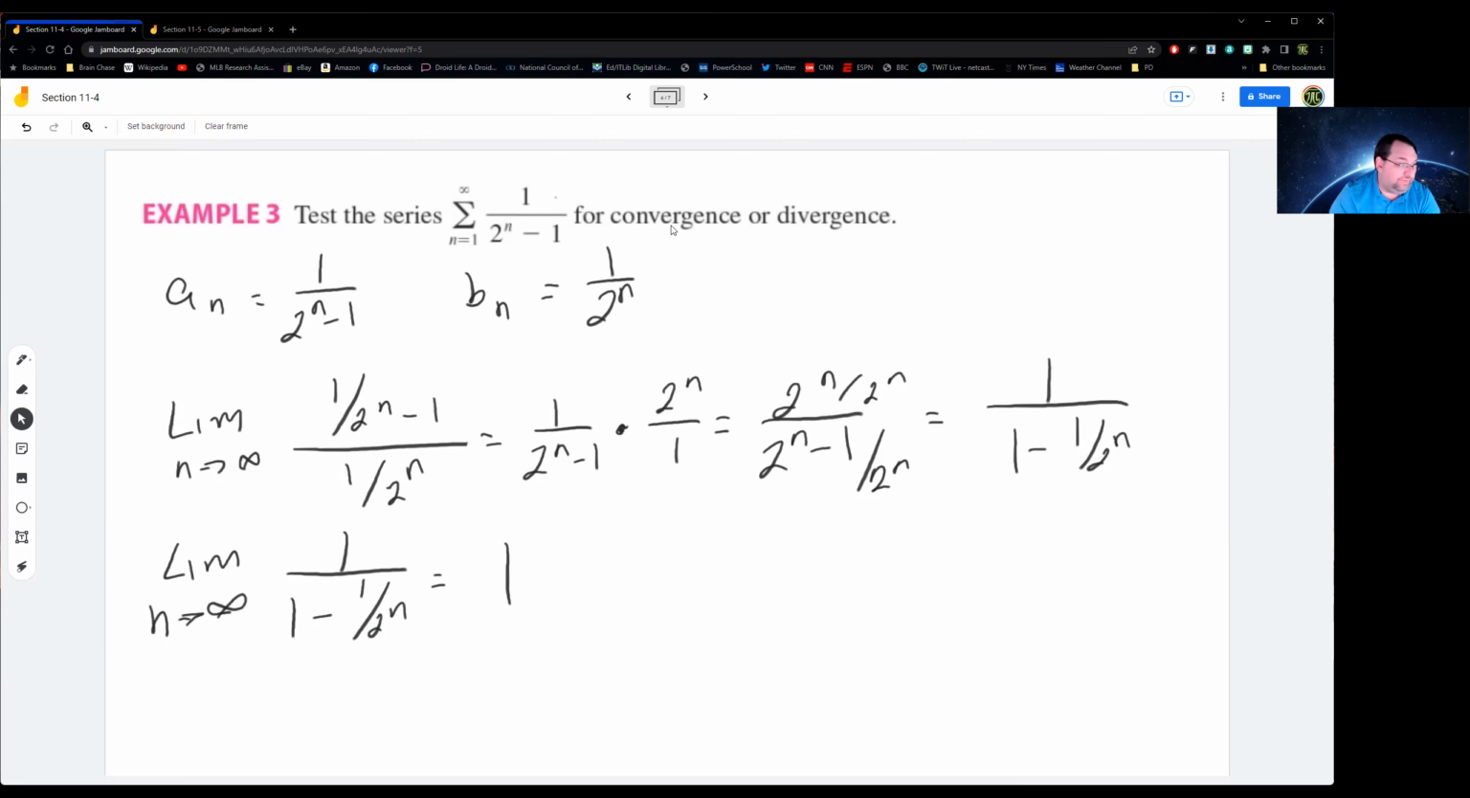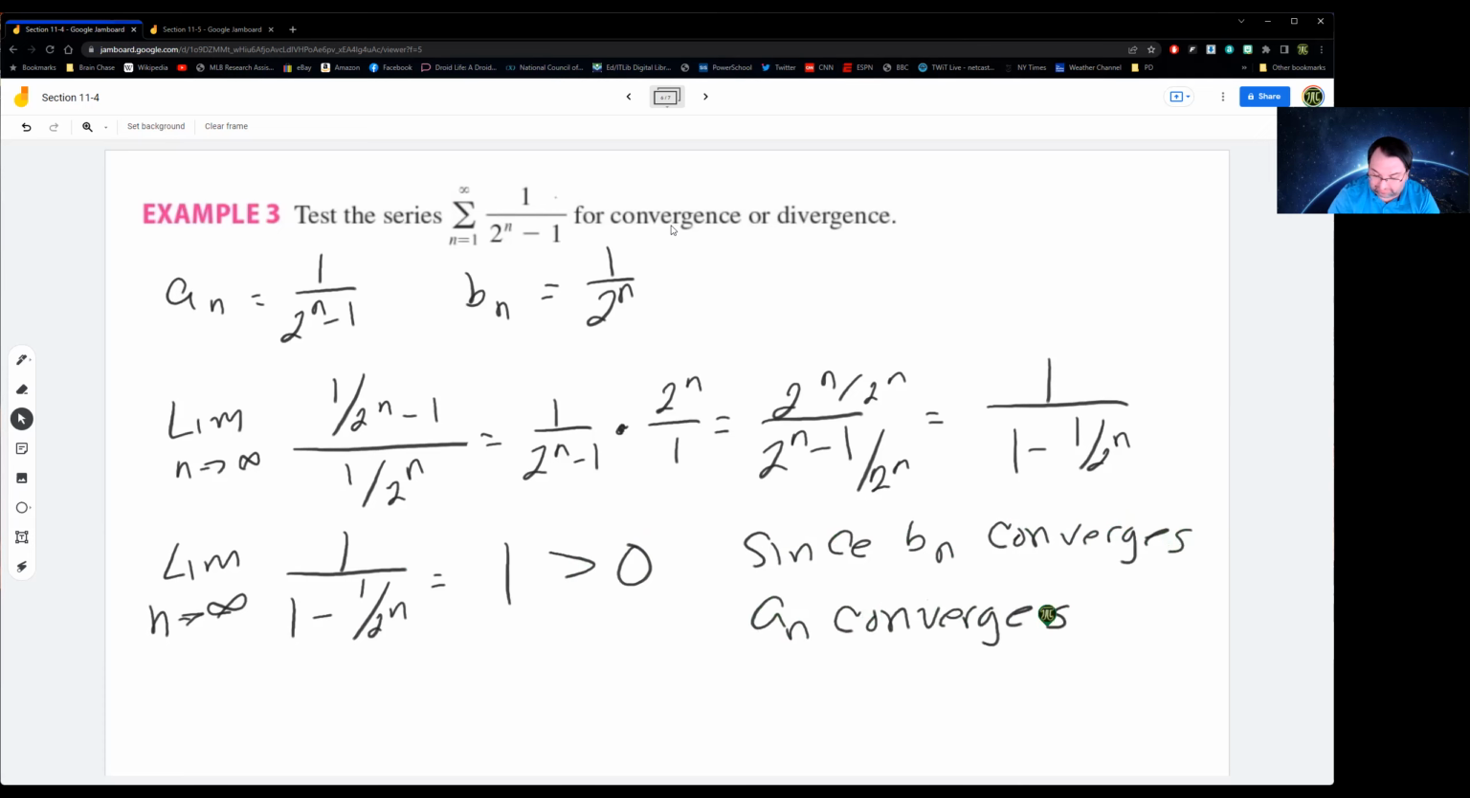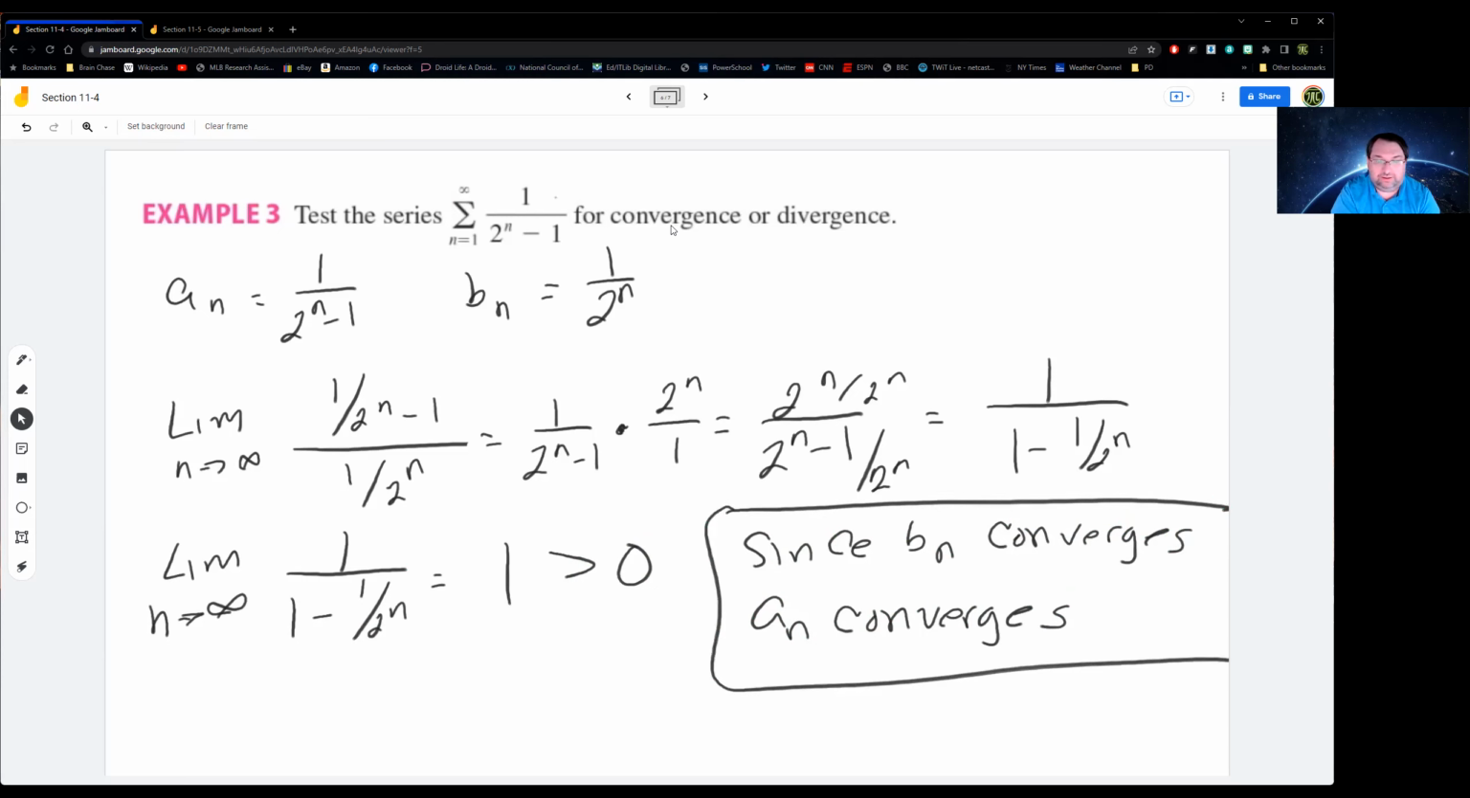All right, and for this rule, it was just that number had to be greater than 0 and go to a specific number. So it goes to a specific number, and 1 is definitely greater than 0. So since bn converges, an converges. And that's using the limit comparison test.